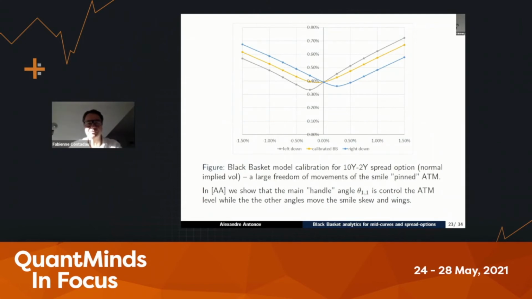This slide actually shows how we can manipulate different parameters while the volatility is pinned. You can check in the paper, but here we show that the main handle, the main angle, theta 1,1, controls the at the money level of the spread option prices, while the other angles in this given rotations parameterization can move the smile up and down. So you see, this is quite a flexible structure, so we can indeed play with the whole spread option smile using these angles.